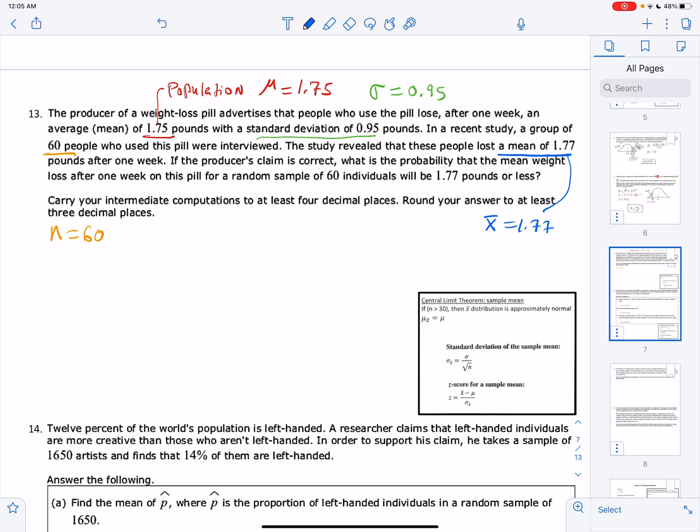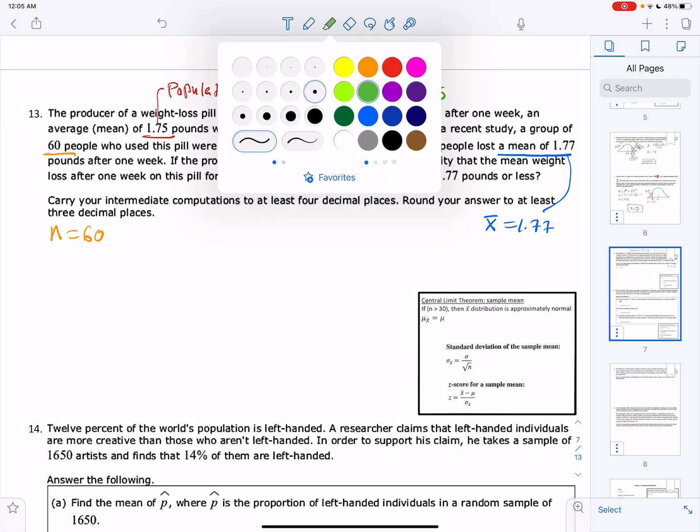If the producer's claim is correct, what is the probability that the mean weight loss after 1 week on the pill for a random sample of 60 people, 60 individuals, will be 1.77 pounds or less? Okay, this gets a little bit confusing, I think, because it's more of a word problem. But this is talking about the central limit theorem, where we have a sample, and first of all, if the sample size is greater than 30, and it is, then we can use the central limit theorem, which says, and let me highlight it, I think I'm going to use red.